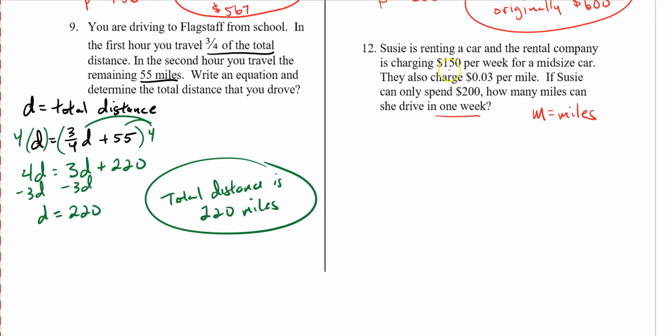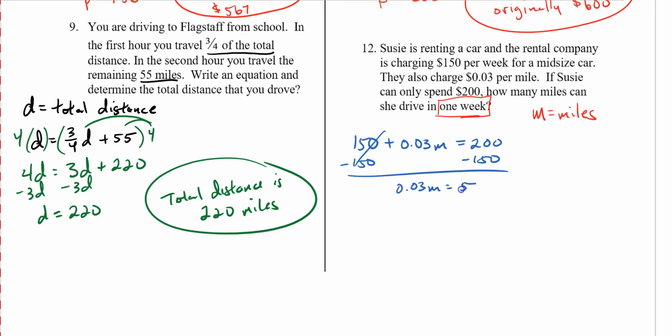So I know up here it says it's 150 per week, which makes it seem like that would be like 150 times a variable. But we're told that it's for exactly 1 week. So we don't need to worry about 150 times anything. It's just going to be 150 times 1, which is 150. So her total charges for the week are the $150 to rent it plus the 3 cents per mile. And she can spend, that has to be equal to $200. So we solve this by subtracting the 150 from both sides.